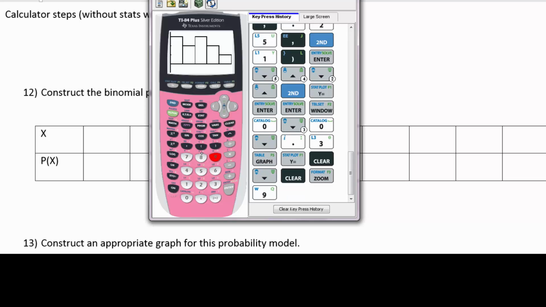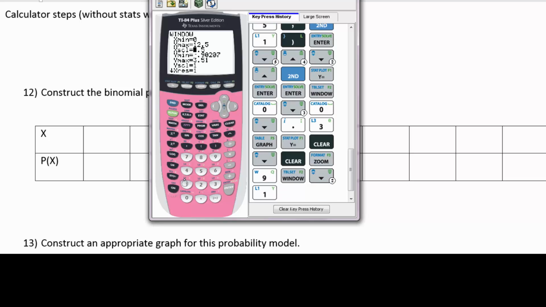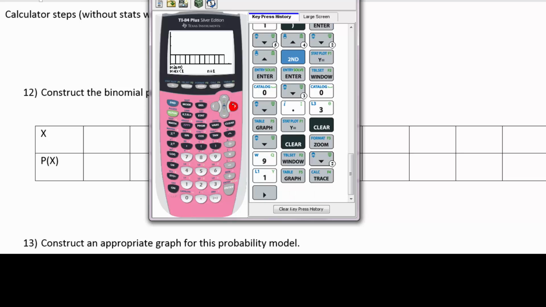And let's hit zoom 9 just to see kind of what we see there. And we get this, but of course I don't really want them to go by 2.5s. I want them to go by 1s. What in the world are we plotting here? Second y equals. Let's go back on here. Ah, here's the problem.